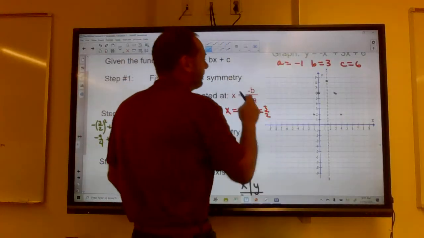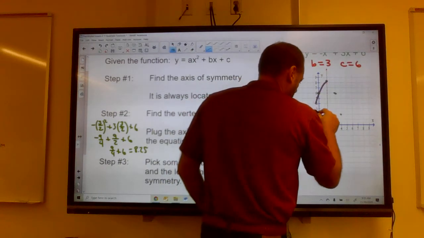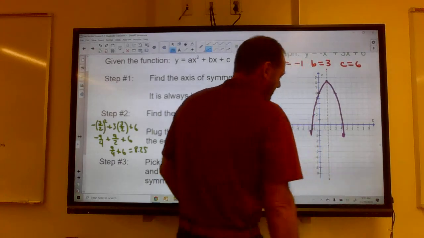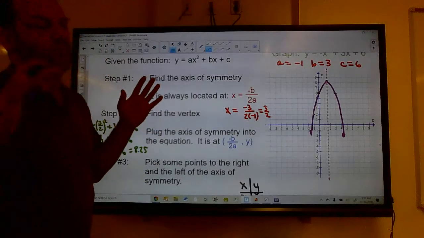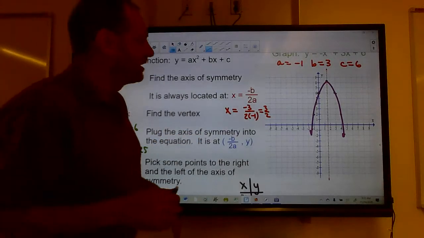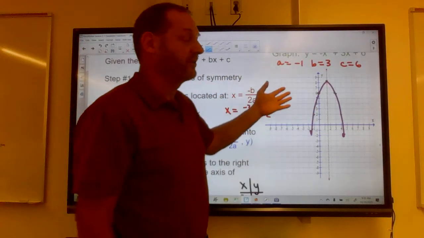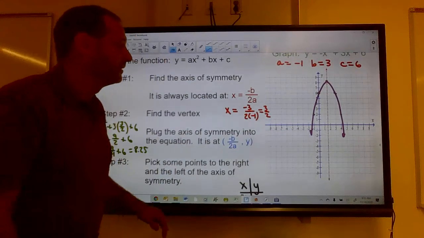Now I can draw the parabola just like this. Okay, it doesn't matter which points you choose. I mean, I could have chosen 1 and 2. I could have chosen completely different ones. I just had to figure them out.